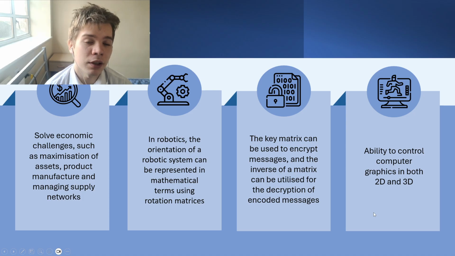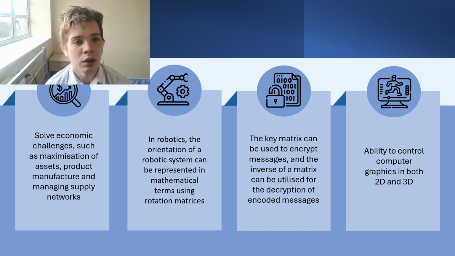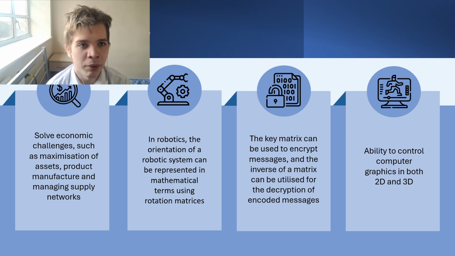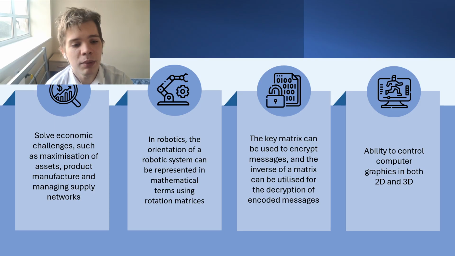So what real-world applications do matrices have? For example, in economics, they are used for maximization of assets, product manufacture, and managing supply networks. In robotics, they are especially useful as a robotic system can be represented in mathematical terms using rotational matrices. Also, another kind of matrix is the key matrix, and it can be used to encrypt messages, and the inverse of that matrix can be used to decrypt those messages.